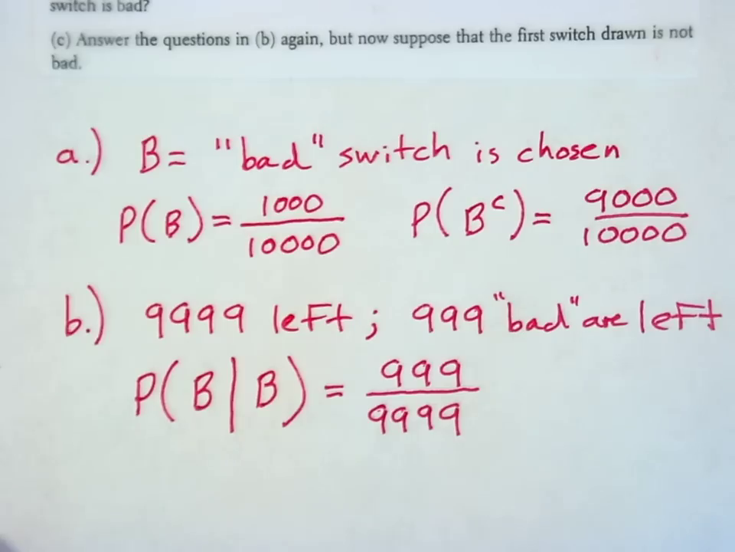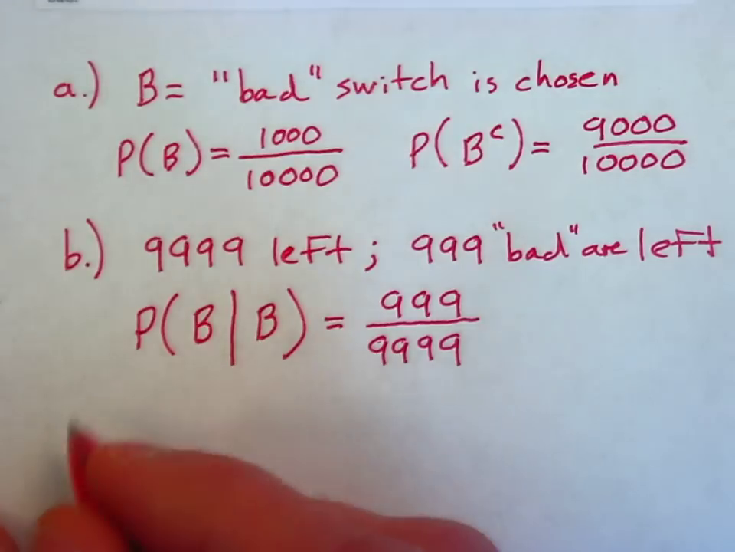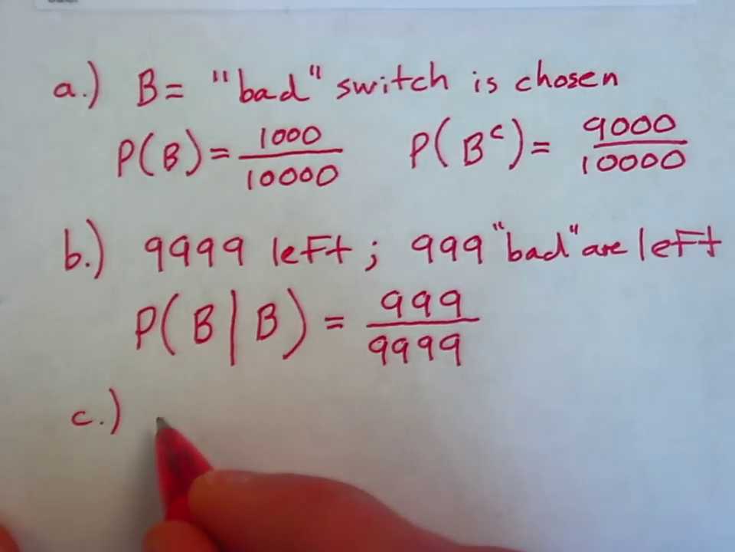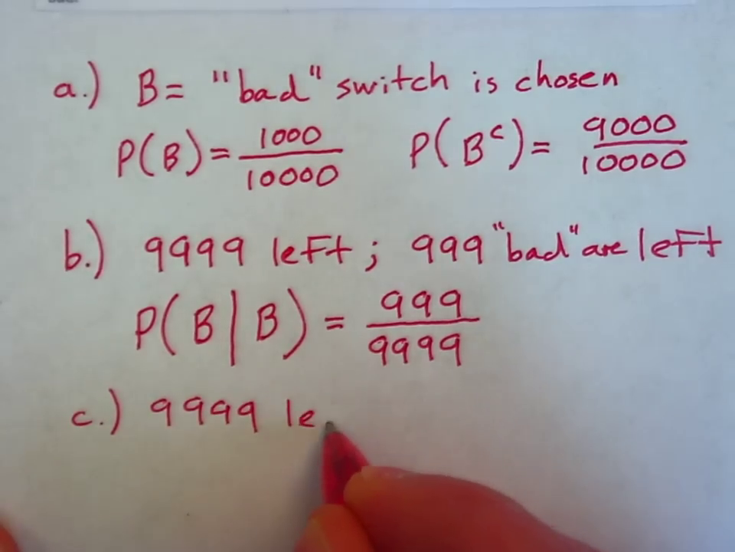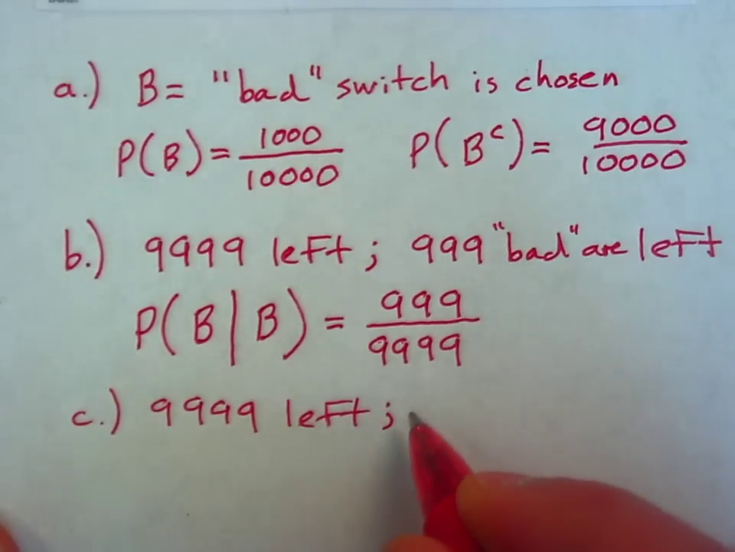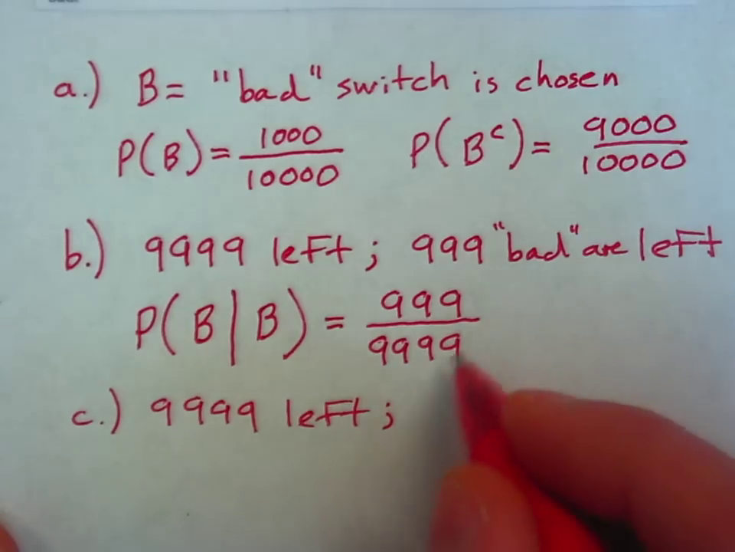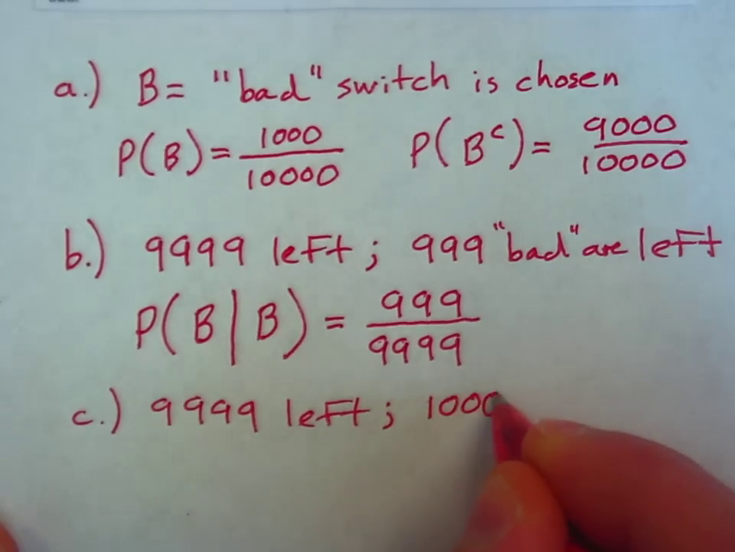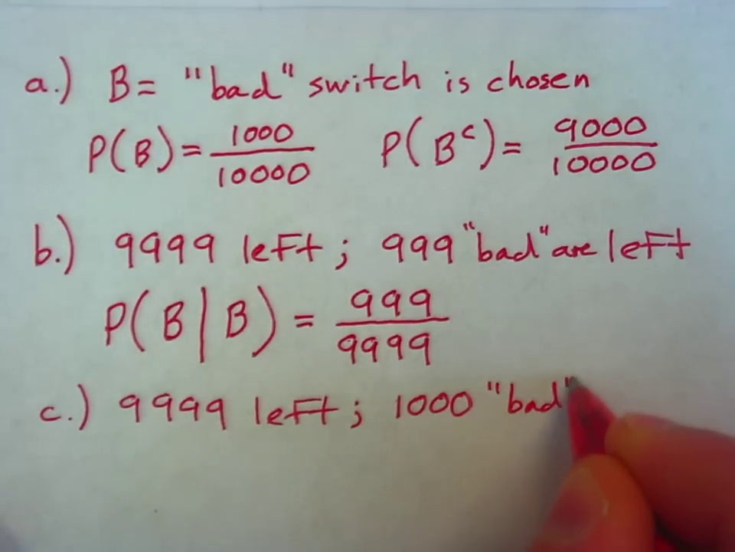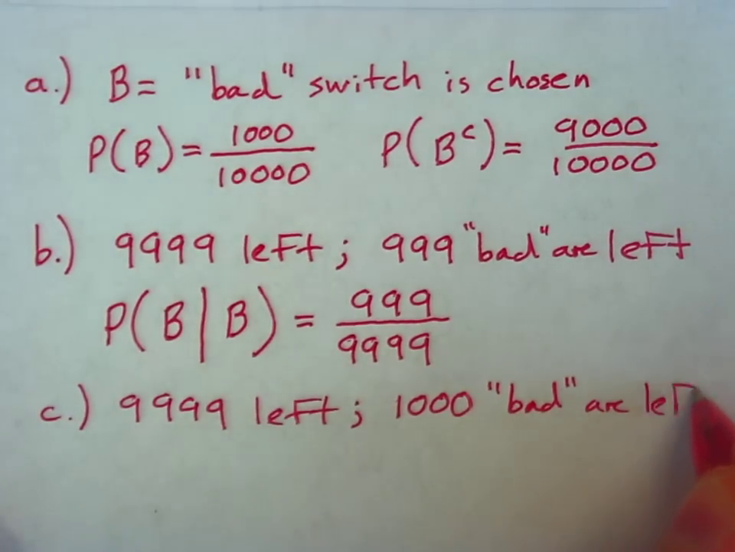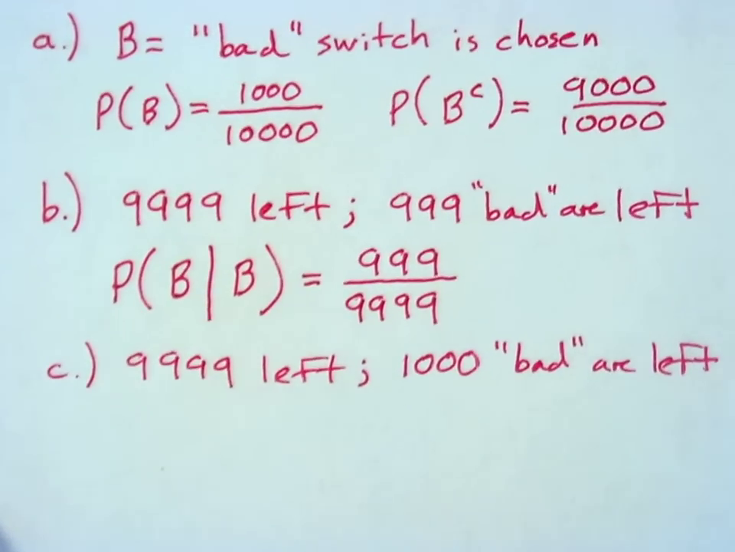So for part C then, we're doing exactly the same analysis, but now we're supposing that the first switch drawn is not bad. So either way, I've drawn one of the 10,000 switches away, so there are 9,999 switches that are left. But if the first switch was not bad, that means that all 1,000 of the bad switches remain. So this changes the conditional probability.